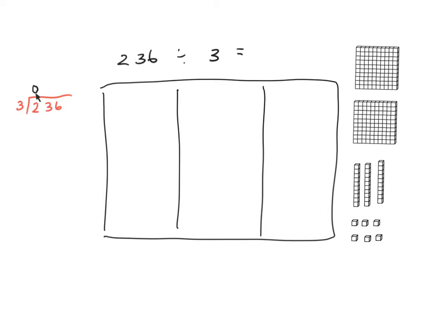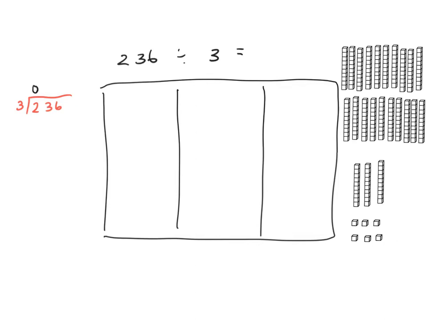So now what I'm going to do is some regrouping. I'm going to take these 2 flats that I have right here, these 200s, and I'm going to exchange them for some more of these longs. Remember that each of these flats is 100, so it is worth 10 longs. So I'm going to exchange this one for 10 and this one for 10.